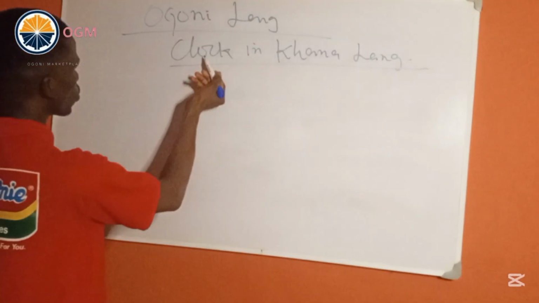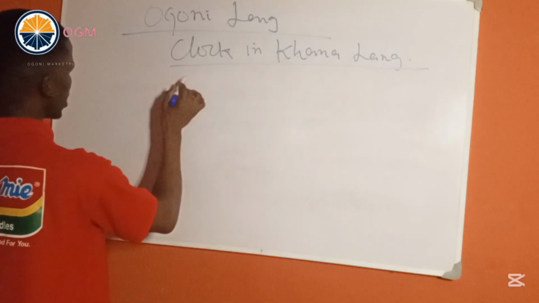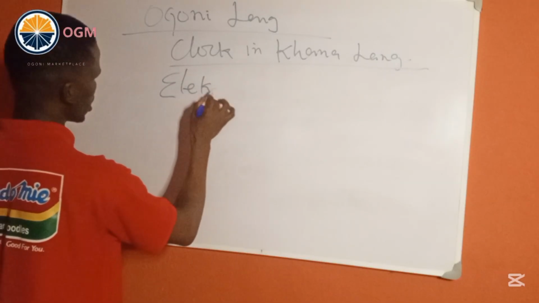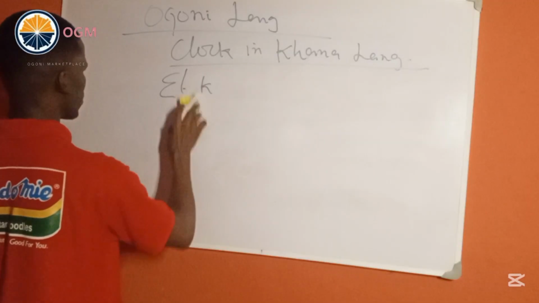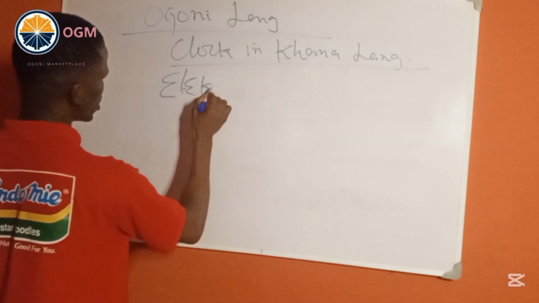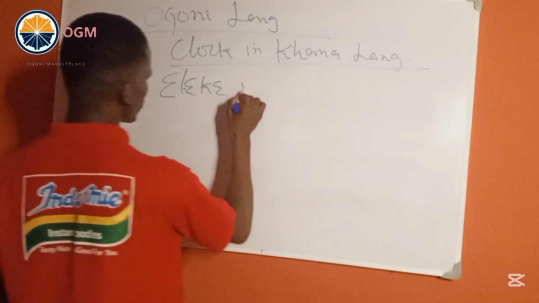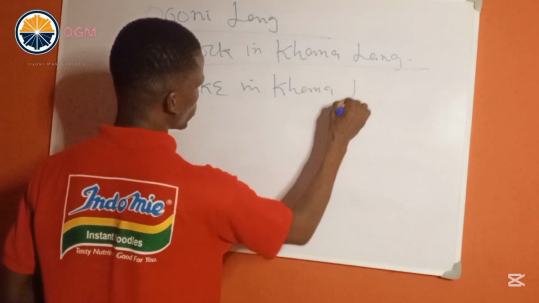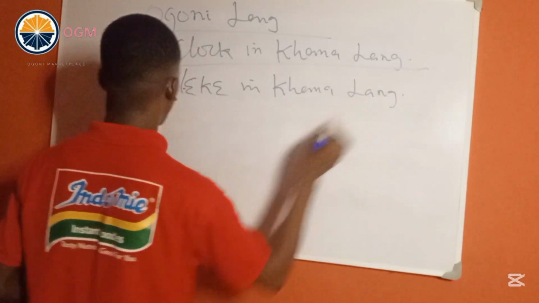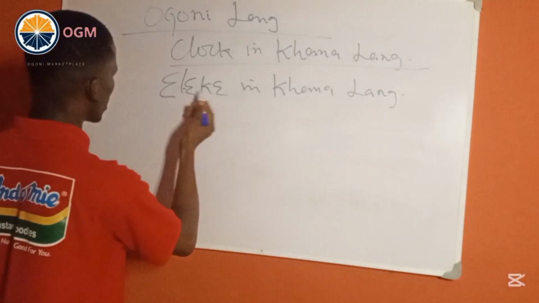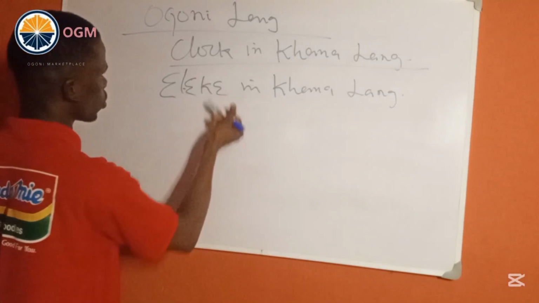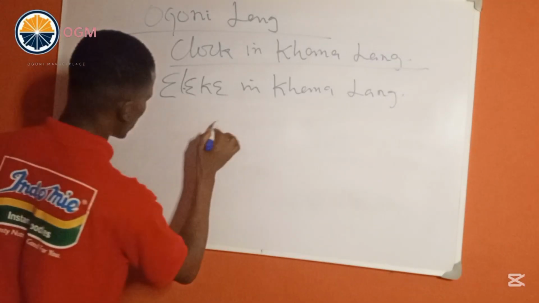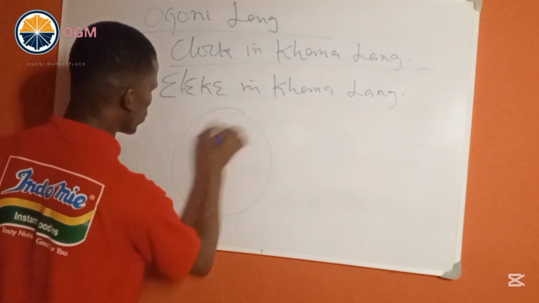When we're talking about clock, it's called eleke. Eleke. Clock is called eleke in Kana language. So this eleke is the same thing as clock in Kana language. So 1 o'clock, let's draw the clock on the board.